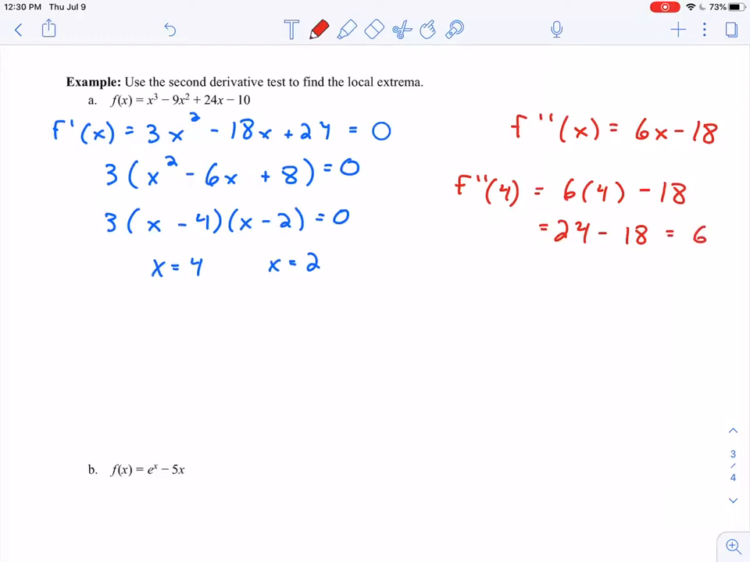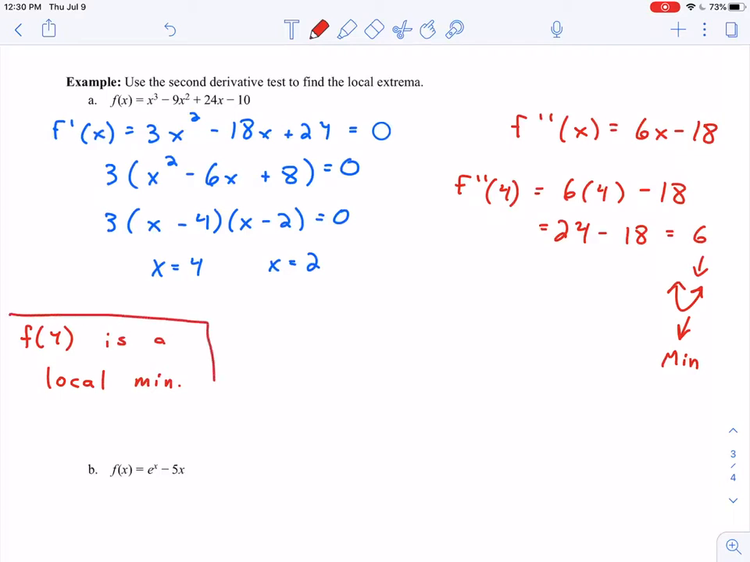I would be careful to jump to any conclusions here. I always like to draw out my thought process for these problems. So, okay, we have the second derivative is positive. What does that mean? That means we have a graph which is concave upward, which means that we have a minimum. So what that means is that f of 4 is a local minimum.